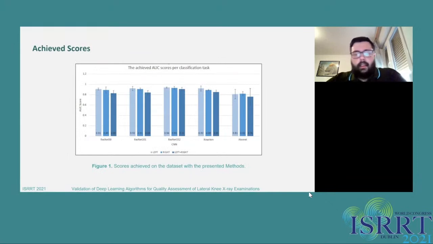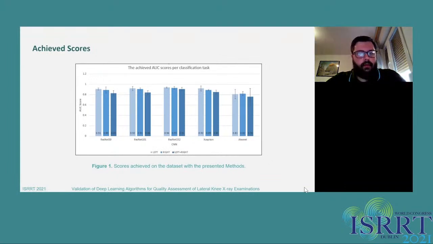Finally, we can see the scores here with the AUC score on the y-axis and different CNNs on the x-axis. What is important to note is that the poorest performance is shown by the AlexNet for all 3 cases: left, right, and left plus right knees. The variance across the folds is also the highest for the AlexNet.